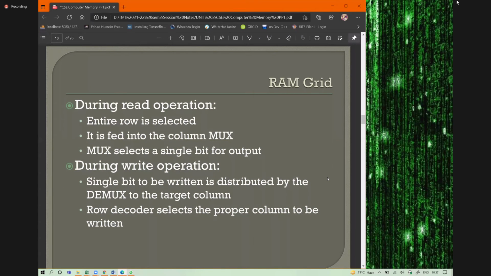Though there is a degrade in performance, that doesn't matter, but RAM capacity matters a lot over here. That's why whenever we need it in huge quantity, DRAM is being utilized. DDR4 and DDR5 are currently being used in the market. You can see over here, during read operation, multiplexers are used, and during write operation, demultiplexers are used. This is a feature of the RAM grid.